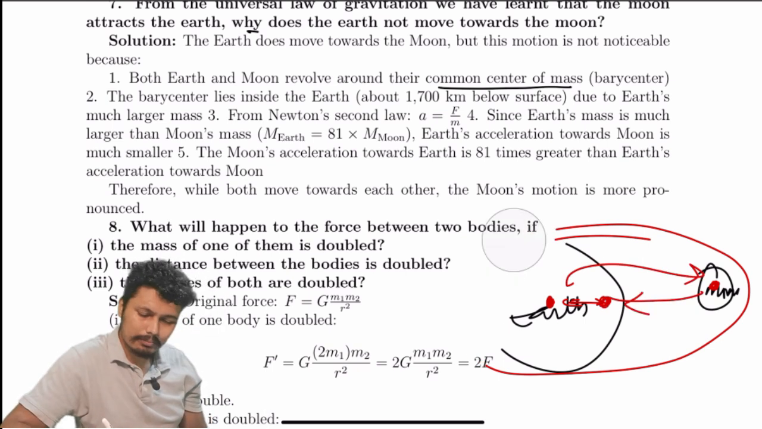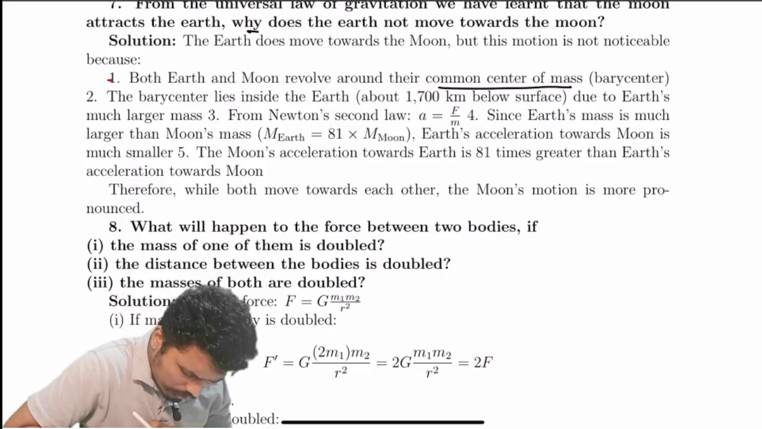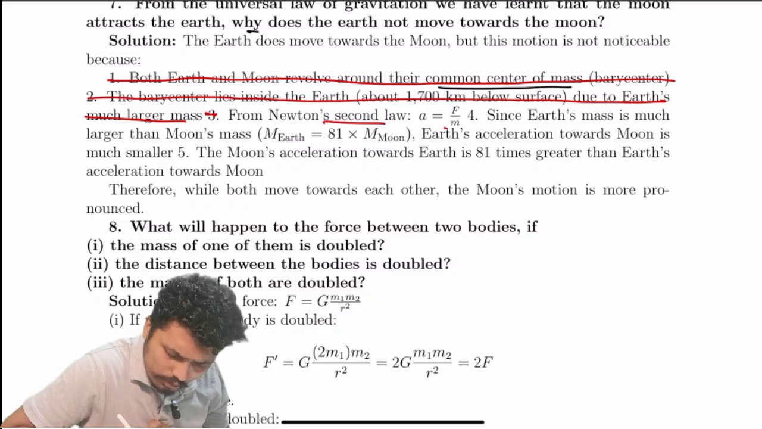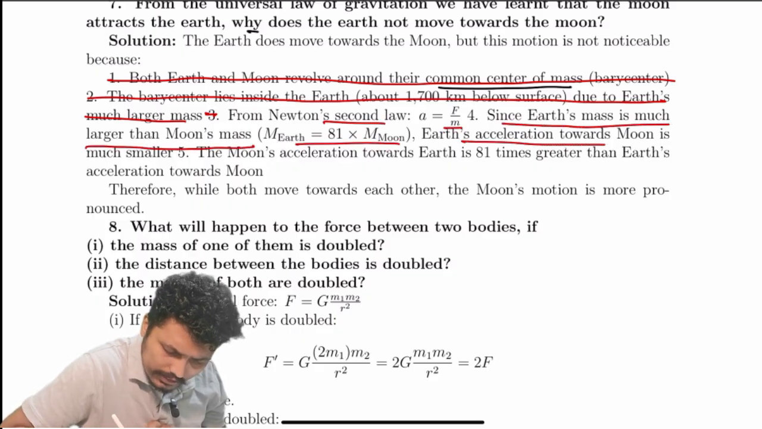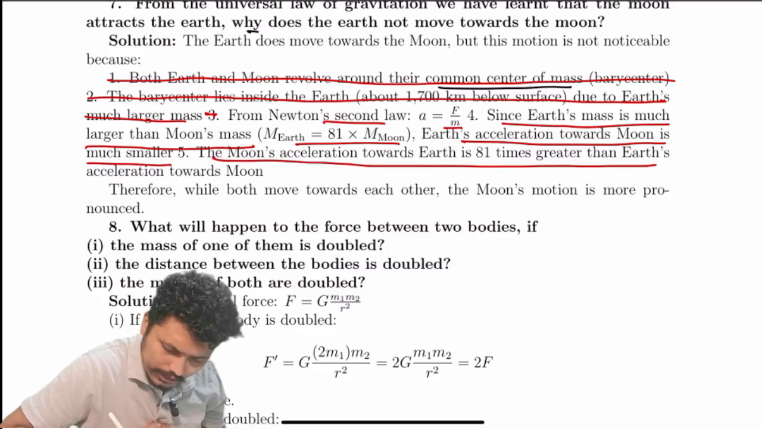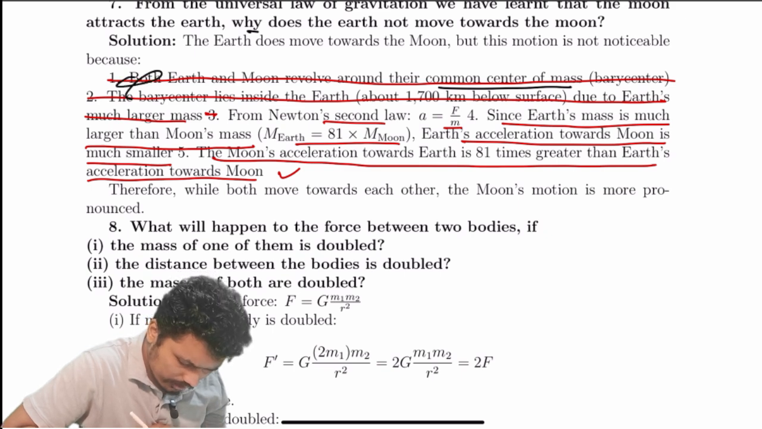But this is not needed for you. If you are writing an answer, you don't need to write the common center or the barycenter part. You can start from here: Newton's second law, a is equal to force by mass. Since Earth's mass is much larger than the moon's mass, Earth's acceleration toward the moon is much smaller. The moon's acceleration towards the Earth is 81 times greater than the Earth's acceleration towards the moon. Write this down, it is essential. Don't write the other one.